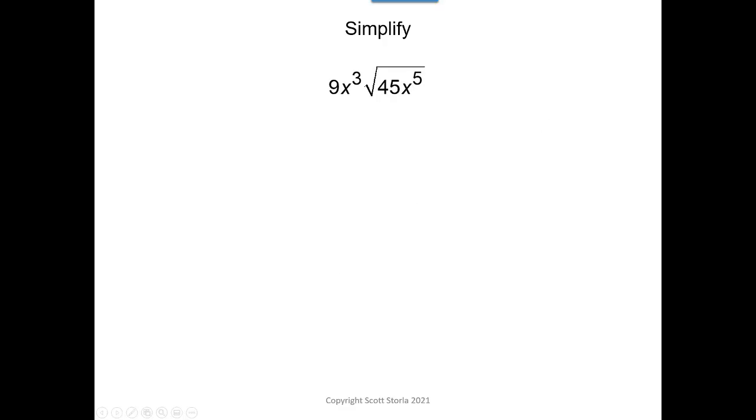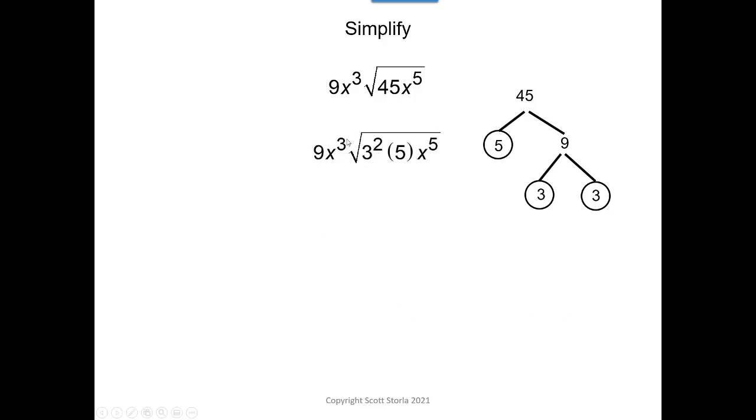And here's our last one. 45 prime factors to 3 squared times 5. 2 will go into 2 once, so one factor of 3 will get out. The factor of 5 will just stay here. And then 2 will go into 5 twice with a remainder of 1, so an x squared will get out, and one factor of x will remain.